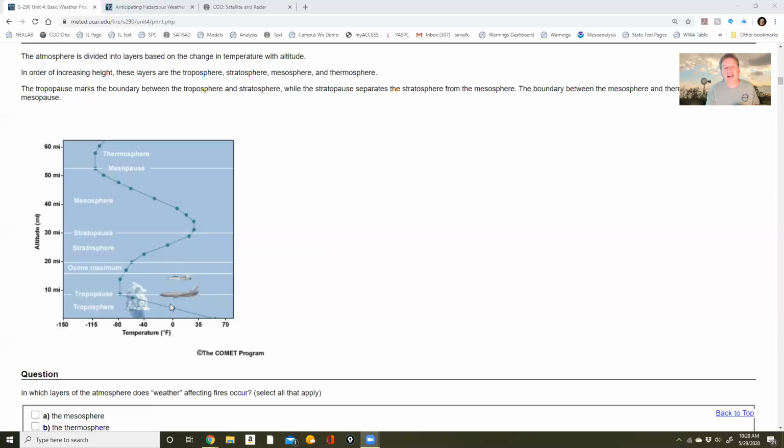Troposphere, temperatures are getting cooler the higher you go. In the mesosphere, it gets cooler again, and in the thermosphere, it gets warmer again. So just understand the stratosphere is an inversion layer, and this will come up later on in the semester. Okay, so lots of information right there.